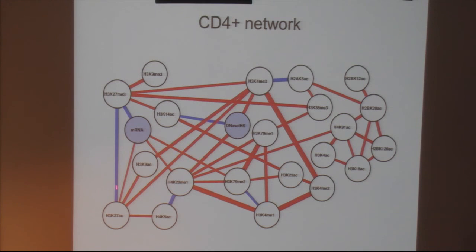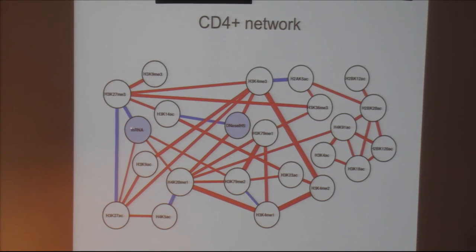For example, here, blue now means anticorrelation. We have a thick blue line for an anticorrelation between the activating mark and the repressive mark. This is exactly what I pointed out to you based on the tracks of the individual modifications. Also, the math doesn't care about where the data actually come from. I just included the levels of the messenger RNA into the analysis, just as if it were a histone modification, although it isn't, but who cares?